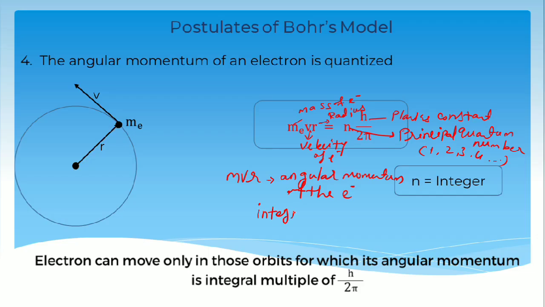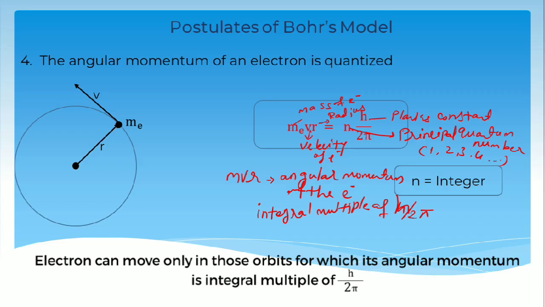h by 2 pi. So therefore only specific orbits are allowed and electrons cannot exist between these two orbits.